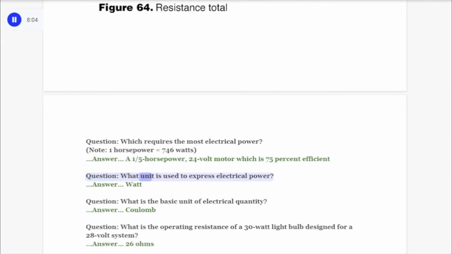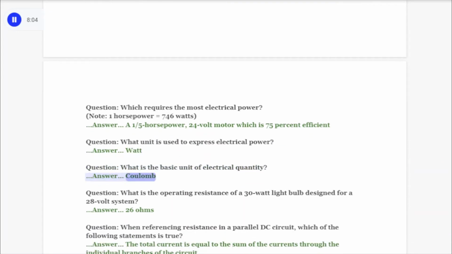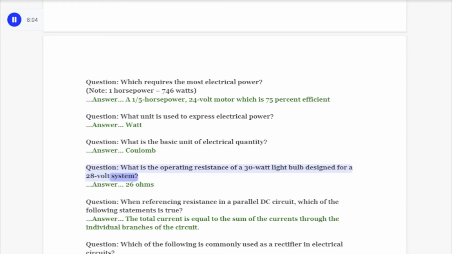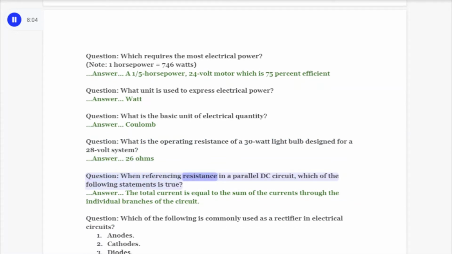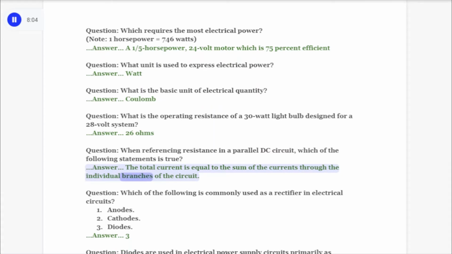Question. What unit is used to express electrical power? Answer. Watt. Question. What is the basic unit of electrical quantity? Answer. Coulomb. Question. What is the operating resistance of a 30-watt light bulb designed for a 28-volt system? Answer. 26 ohms. Question. When referencing resistance in a parallel DC circuit, which of the following statements is true? Answer. The total current is equal to the sum of the currents through the individual branches of the circuit.